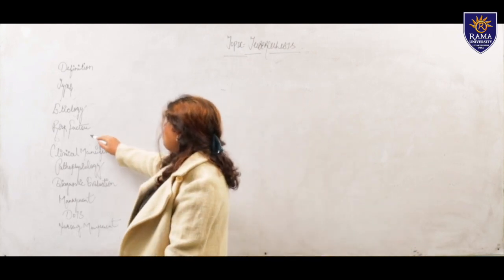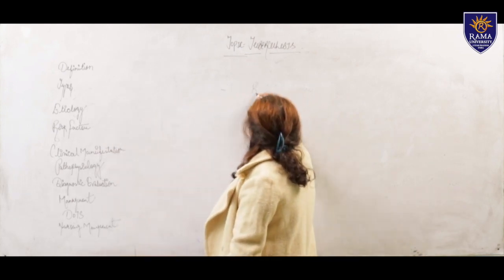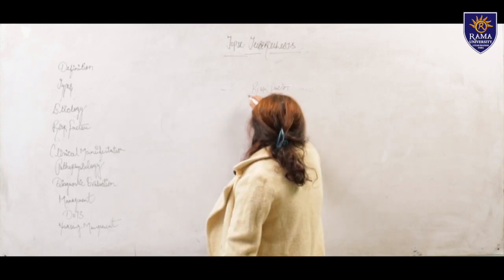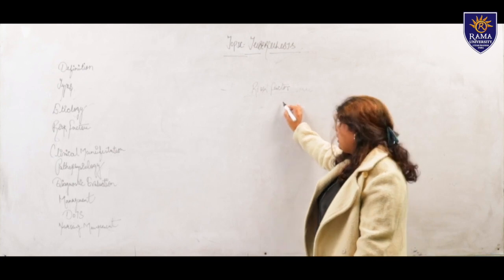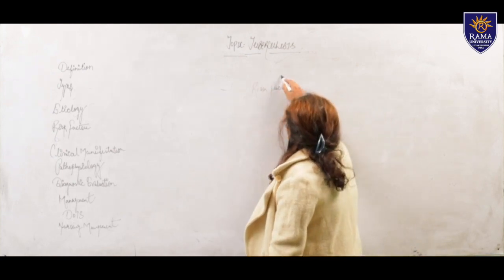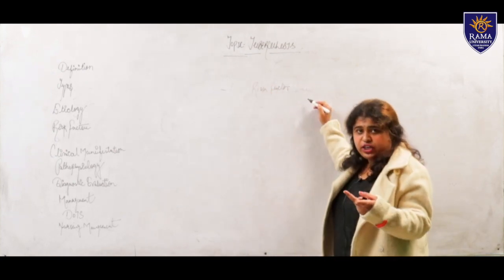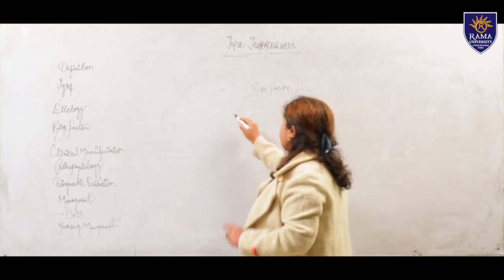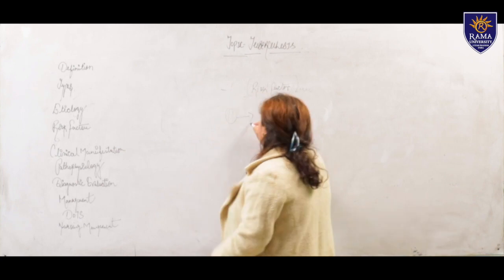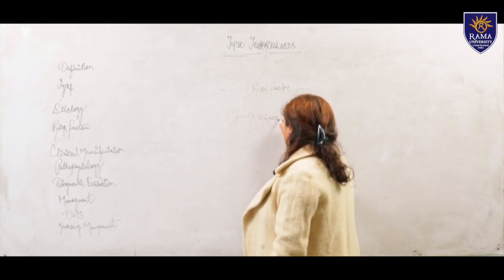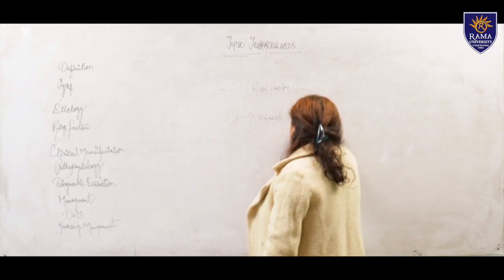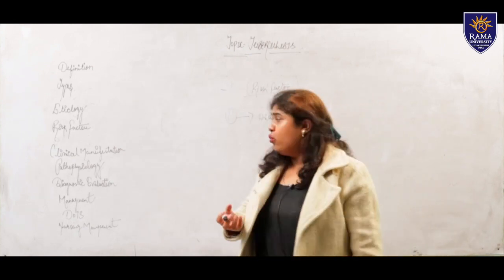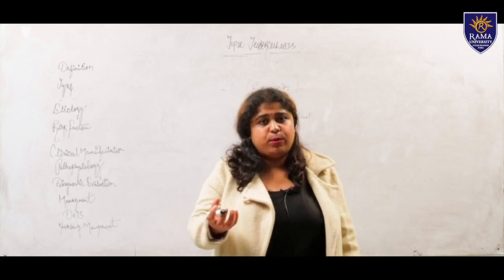Next, we will discuss the risk factors. What is the meaning of risk factors? Risk factors are those that make people more prone to get the infection. So first of all, direct contact with a person who is already infected with tuberculosis.